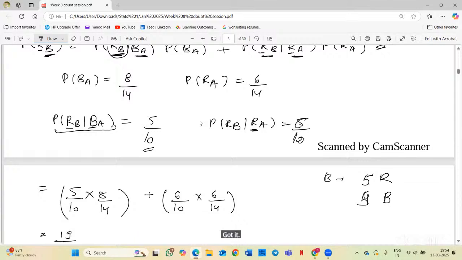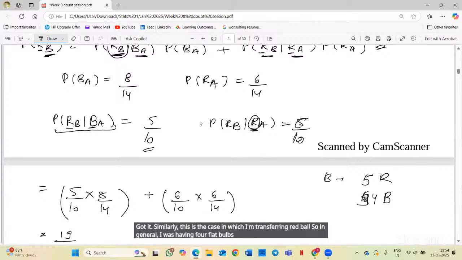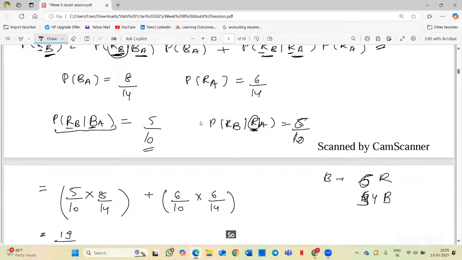Similarly, this is the case in which I'm transferring a red ball. In general, I was having 4 black balls and 5 red balls, so if I'm transferring a red ball, this would be 6. So the probability of choosing red would be 6 by 10. Is this question clear? Yes, ma'am.